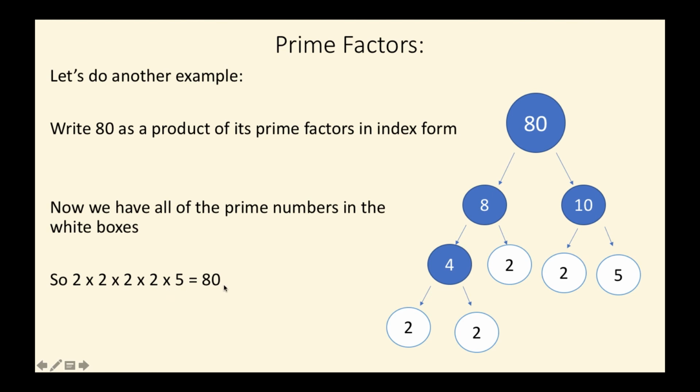Now just be careful when writing it in index form. How many 2's do I have? I have 4 and I only have 1 5. So that will give us 2 to the power of 4, 1, 2, 3, 4, times 5. We don't put to the power of 1, we'll just leave that as it is. Okay?